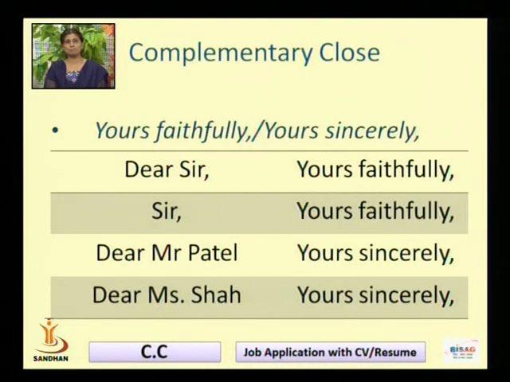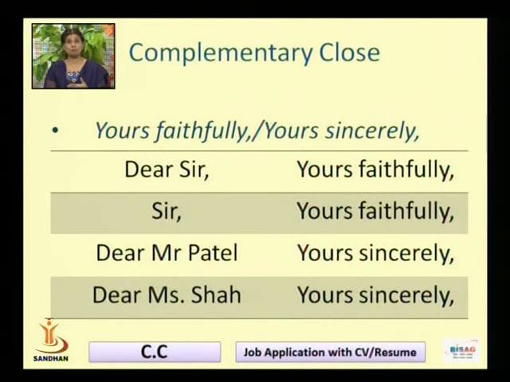Then coming to the complementary clause. This complementary clause matches with the salutation. The complementary clause always ends with a comma. There are two types of complementary clause. One is yours faithfully, and another is yours sincerely. Where to use yours faithfully and where to use yours sincerely, that sometimes is a problem. The only solution for this is, this should match with the salutation.